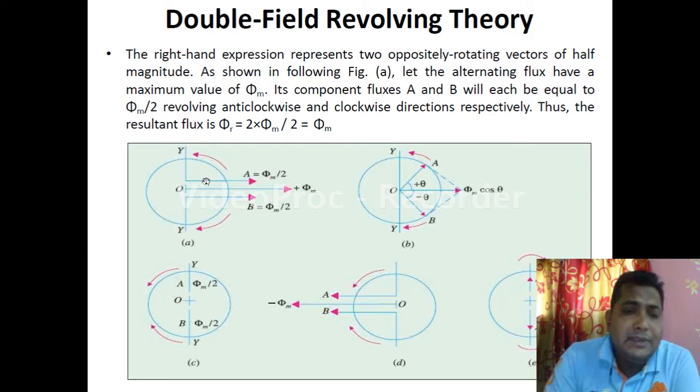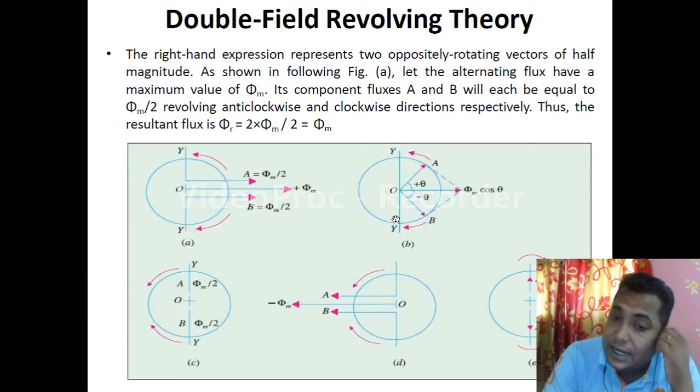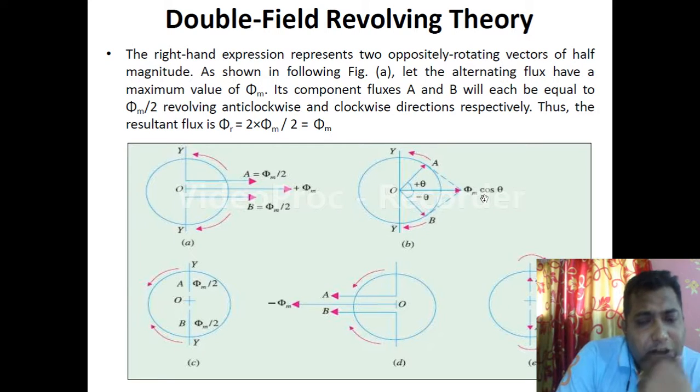So we can say that if these two are the vectors of this flux, the resultant will be here, that is phi m definitely. Now this A is rotating in the anticlockwise direction and the B is rotating in the clockwise direction, so they are shifted. In the second location, A is here and B is here. Now with this horizontal axis we have an angle, theta. What is the resultant of these two vectors? The resultant is phi m cos theta, correct?